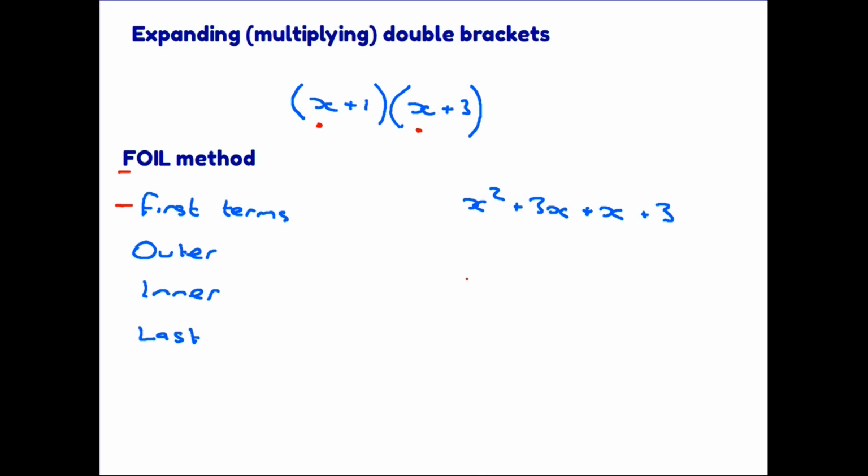Well, the x squared, that is the only example of x squared that we have. But in the centre here, we have plus 3x plus x. So altogether, we have plus 4x. That is the only number on its own, so we simply put plus 3. So our final answer becomes x squared plus 4x plus 3.